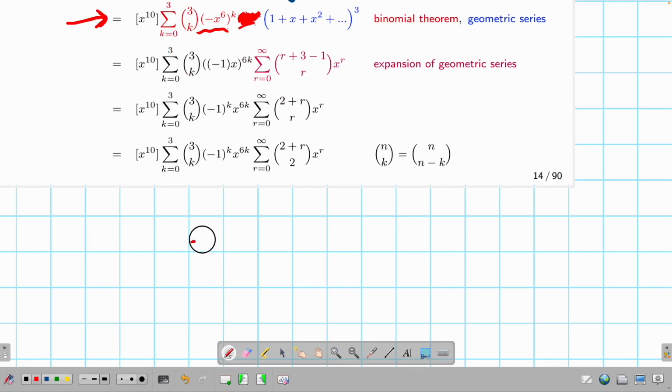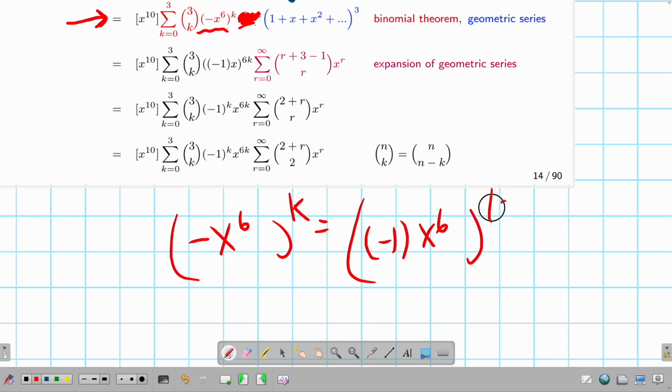So for the first guy, it will be negative x^6 to the power k. It will be just (-1) and (x^6) to the power k. So this is (-1)^k and x^(6k). So this is what I'm doing here. I'm splitting the negative x into -1 times x^6. Then I have this, okay? So here I have a small mistake. This 6 should be in the x, not outside, okay? But here this is correct.